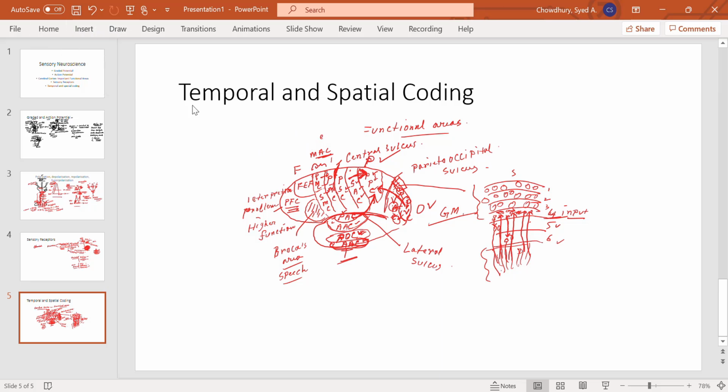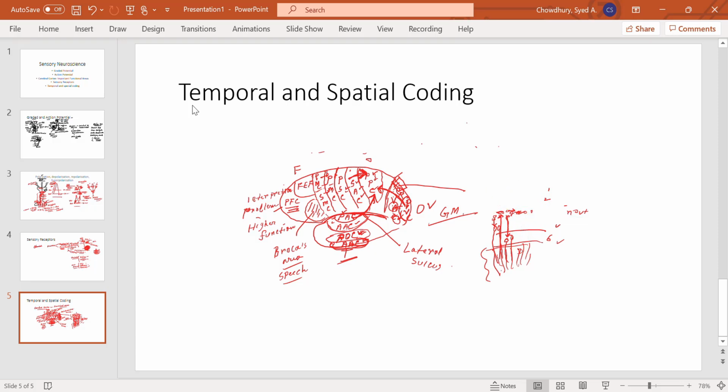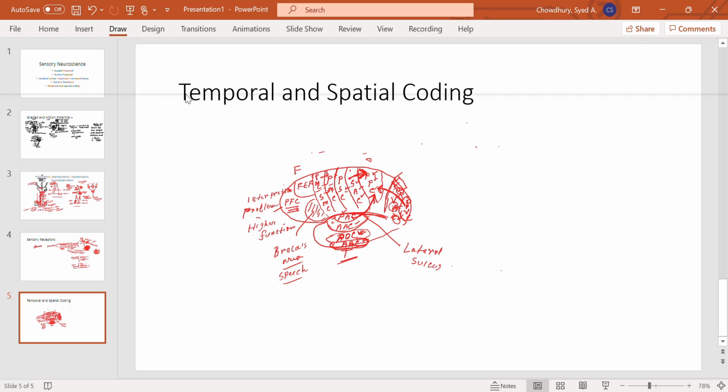coding. Temporal and spatial coding. Those are two important types of sensory codings that take place in the brain. I'll just give you a couple of examples of each type of coding. Okay, so spatial and temporal coding.